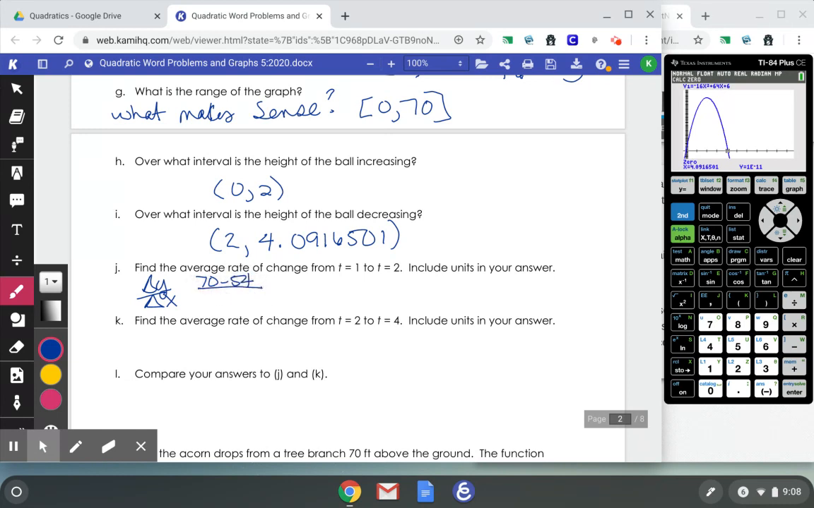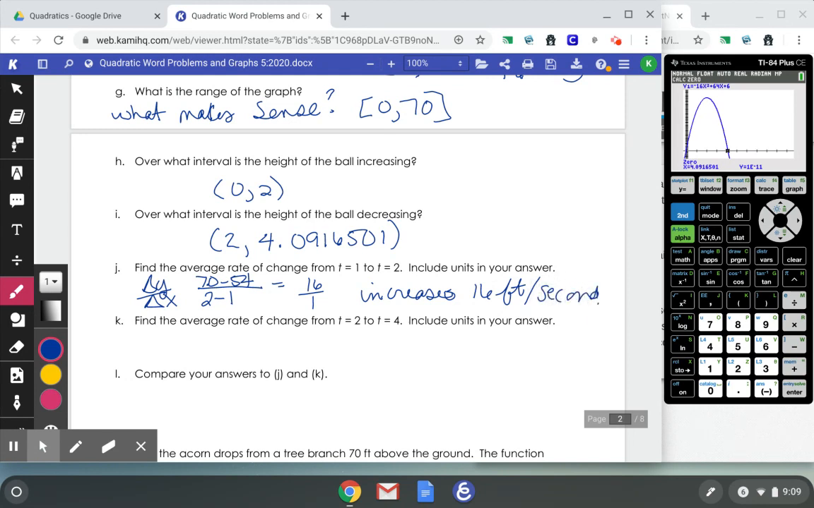Now since this was the height after 2 seconds, the bottom is your change of time. So I have to start with my 2 seconds and subtract 1 second from it. And I end up with 16 over 1. So between 1 and 2 seconds, the ball is going up. It increases 16 feet per second.